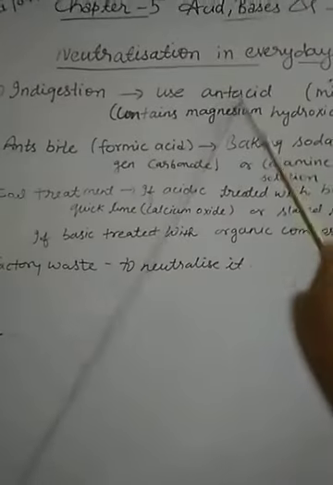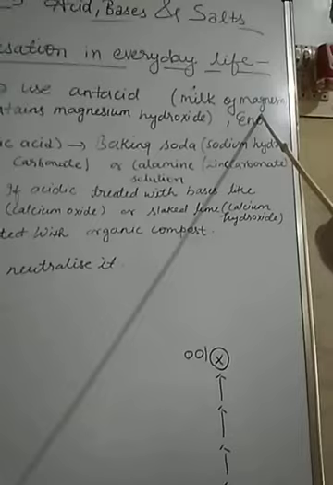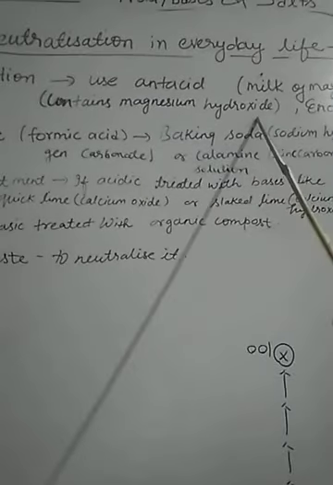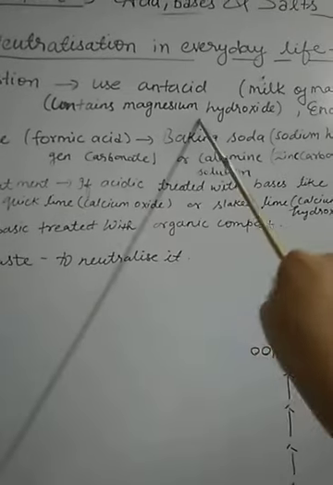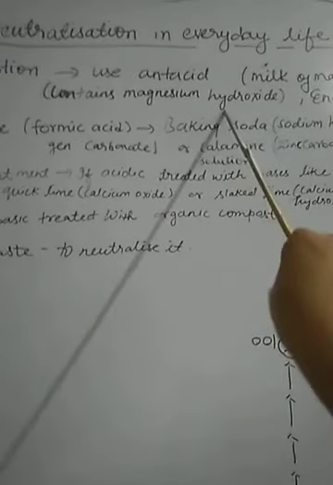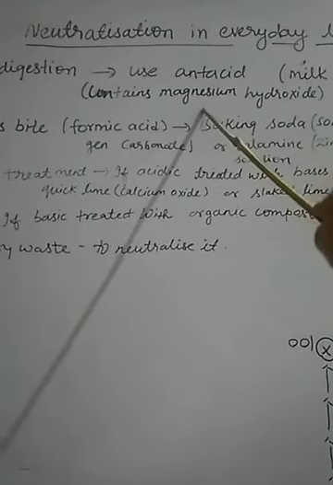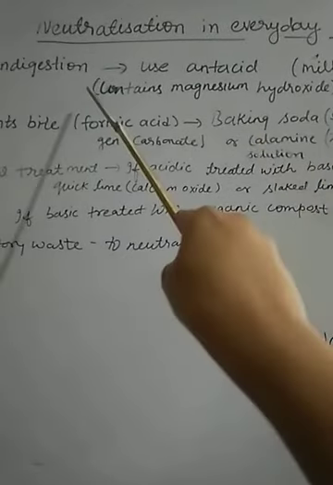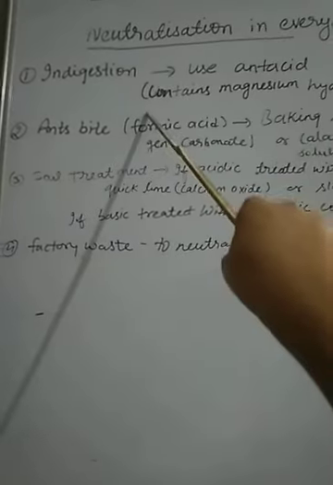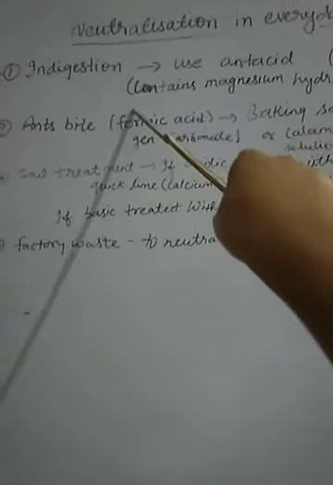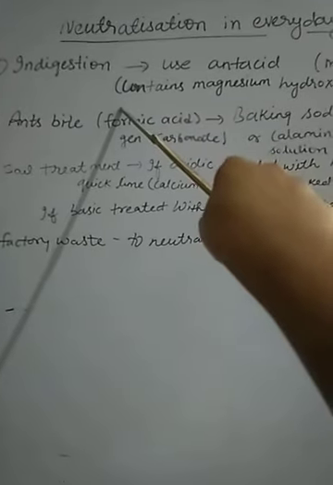What do we use? Antacids, like the milk of magnesia. It contains magnesium hydroxide. Means here we are using a base, magnesium hydroxide. And this magnesium hydroxide reacts with the excess of the acid in your stomach and neutralizes the effect of the acid, and hence we get relief from the acid pain.